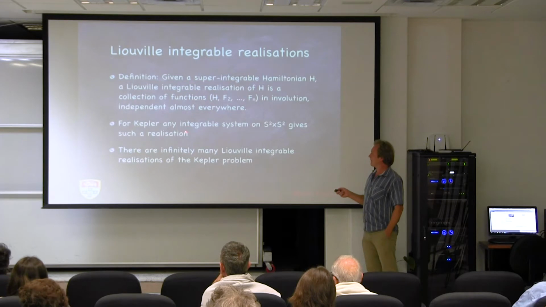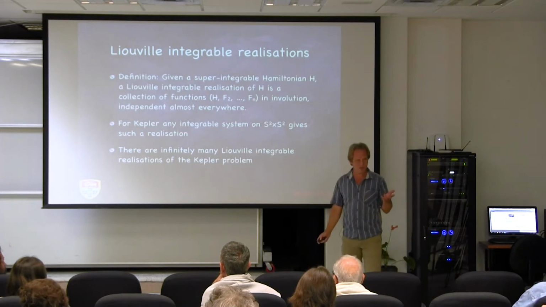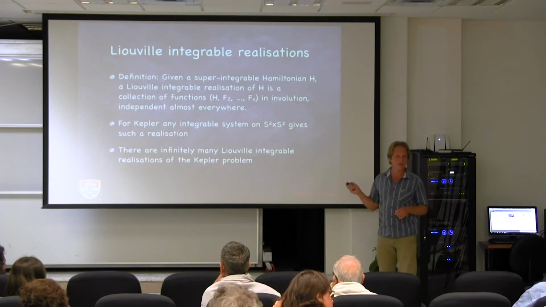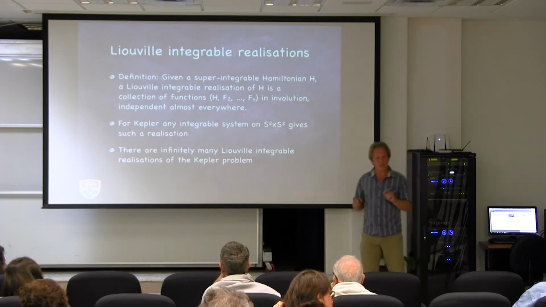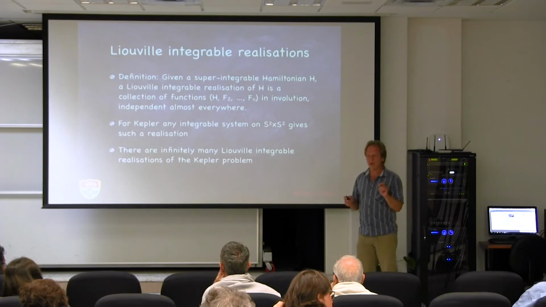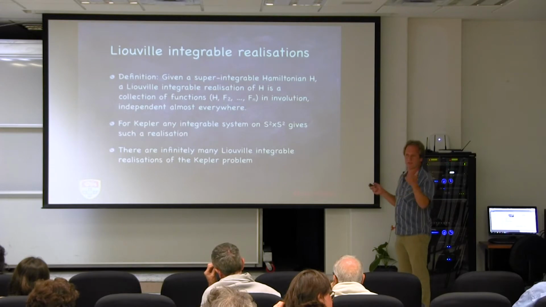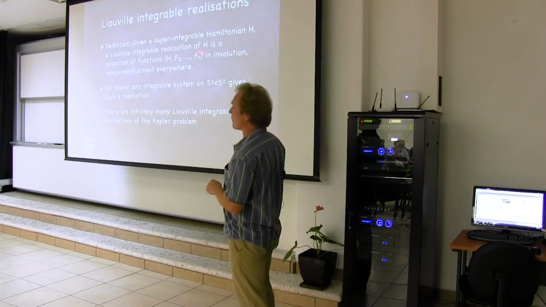Well, I want to say there are infinitely many such realizations for Kepler. Why? Because there are infinitely many integrable systems on S2 cross S2. So each such integrable system on S2 cross S2 will have some integrals. Call them F2 and F3.